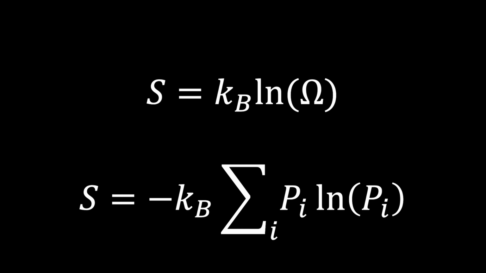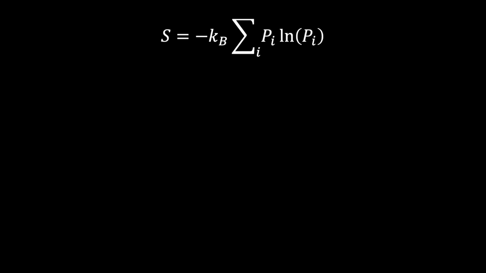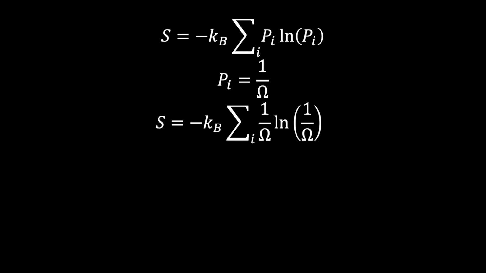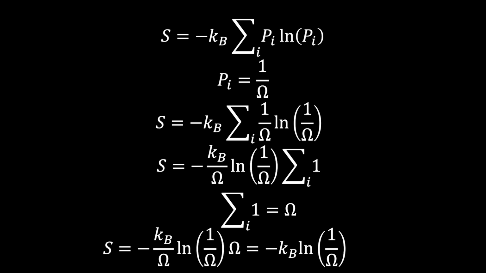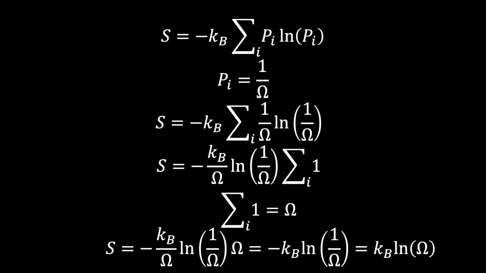So one last check of this is that we're going to substitute a system of equal probabilities like we had in the microcanonical ensemble and see if we can recover the Boltzmann entropy equation. We're going to do some simple math right here, and we see that we can, and then we can determine that the Boltzmann entropy equation is actually a simple case of the more general Gibbs entropy equation.